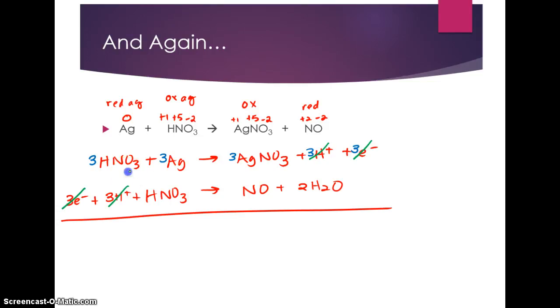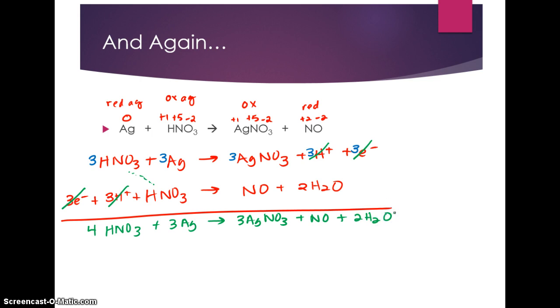But I can combine these two. So I actually have 4HNO3 plus 3Ag, which is going to become 3AgNO3 plus NO plus 2H2O. And there we have it.